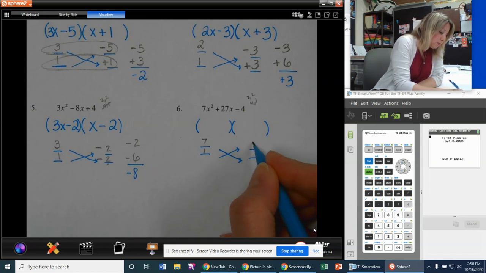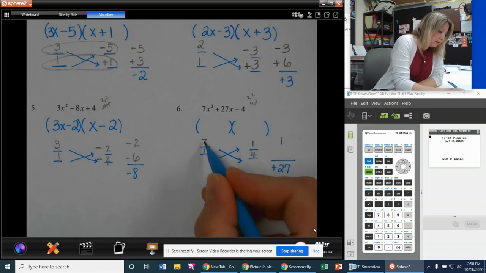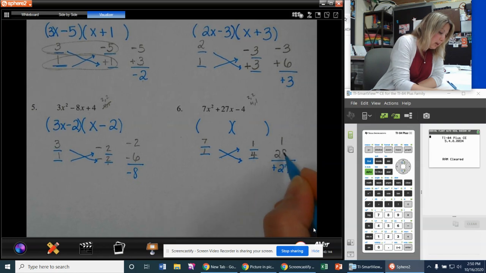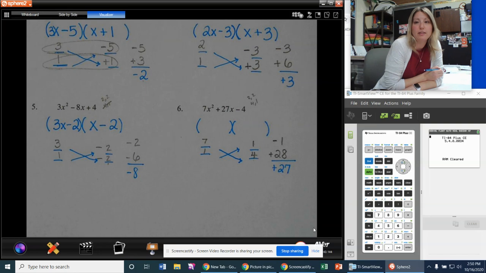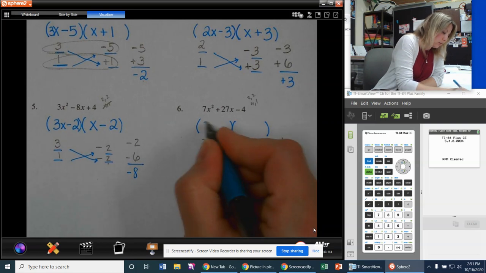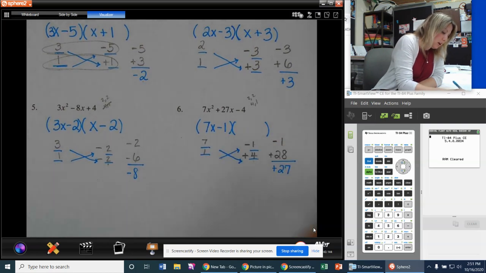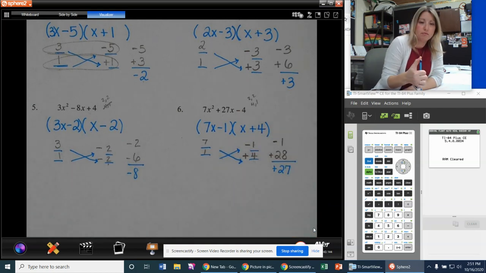So it's going to have to be 4 and 1, and it's going to have to go here because 1 times 1 is 1, and 7 times 4 is 28. Now, if it's a positive 28 minus 1, you subtract to get this positive 27. So positive 28, negative 1, fill straight across. 7x minus 1 and x plus 4. So there we have it.